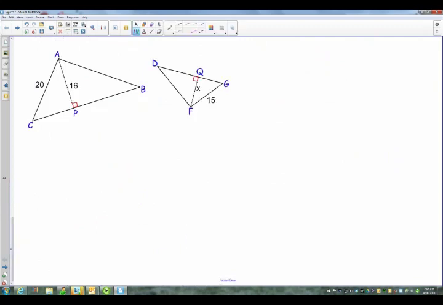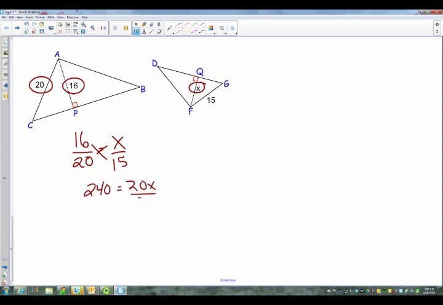Okay, so you guys should have had time to work this one out. Let's see what happens. So in this first figure, we've got an altitude of 16, a side length of 20, so I can set that up as 16 over 20. In the second one, I've got an altitude of x, a side length of 15, so I set it up as x over 15. And then I cross multiply. So 15 times 16 is 240. 20 times x is 20x. And then solve for x. So divide by 20. And that gives you an x value of 12.